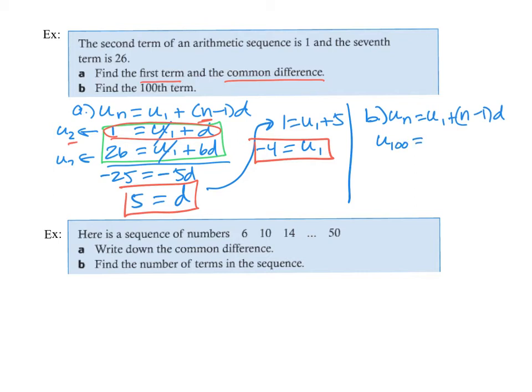That equals the first term. Remember, we just found out that our first term was negative 4. So that's going to be negative 4 plus n, in this case, is 100. So when we take 100 minus 1, that's going to be 99 times that common difference. The common difference, remember, we found out in part A was 5. So that's times 5. And then do the arithmetic, and we see that the 100th term is 491.